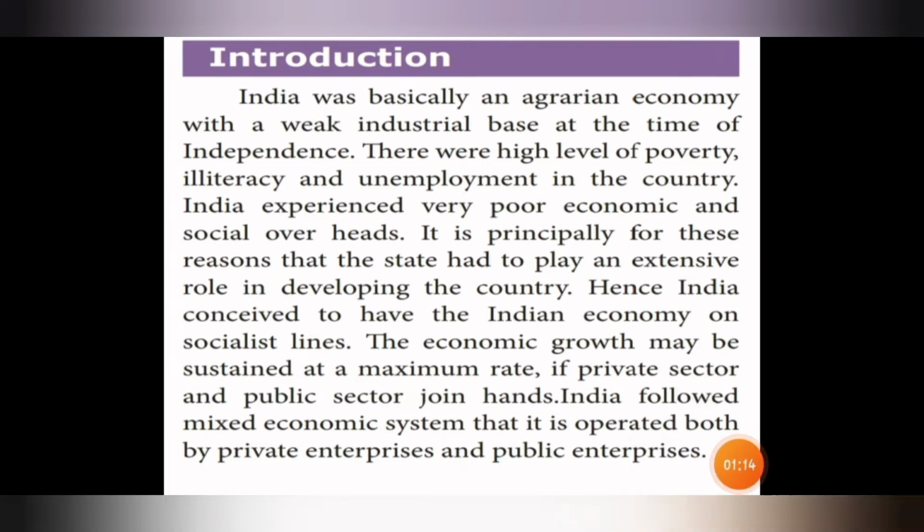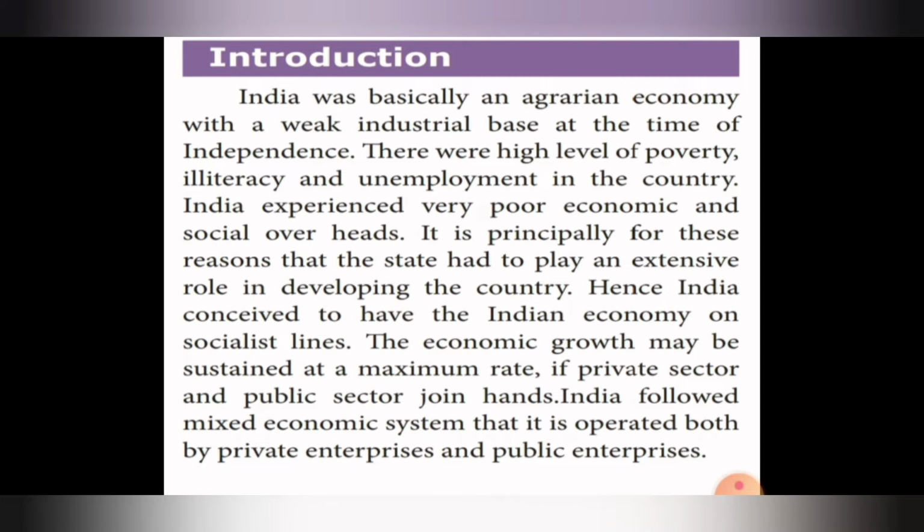Introduction. India was basically an agrarian economy with a weak industrial base at the time of independence. Our country was basically an agrarian economy. Agrarian is nothing but depending upon agriculture. The main occupation of our country was agriculture, right? We were depending upon the income from agriculture only, and we were very weak in the industrial base.